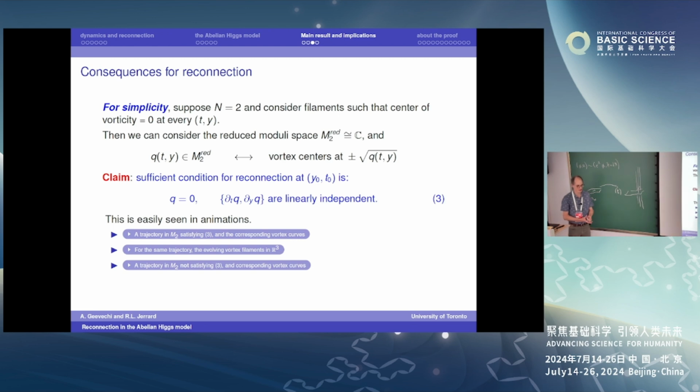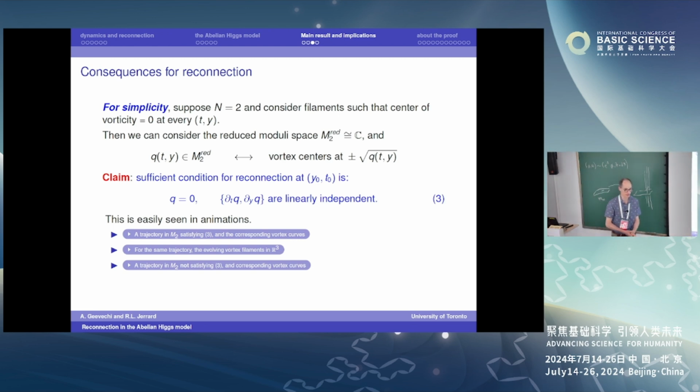And so before I talk about the proof, what I want to do is talk about some consequences for reconnection, and then I'll briefly discuss the proof. And so let me again consider n equals 2, and let me again work in the setting of the reduced moduli space.